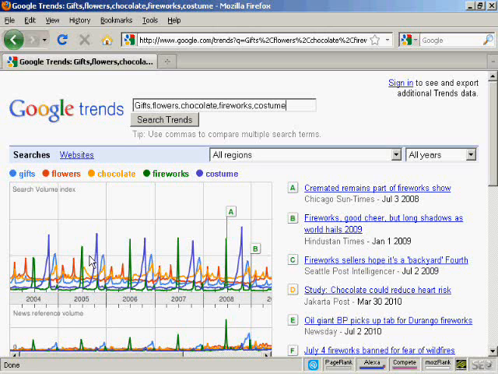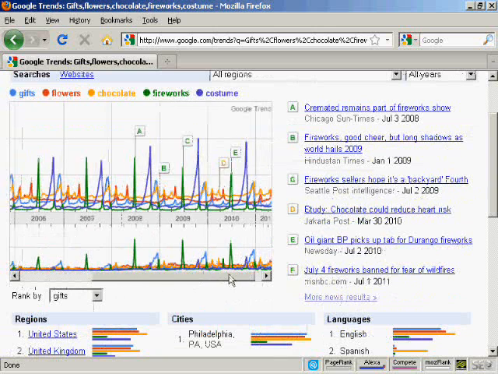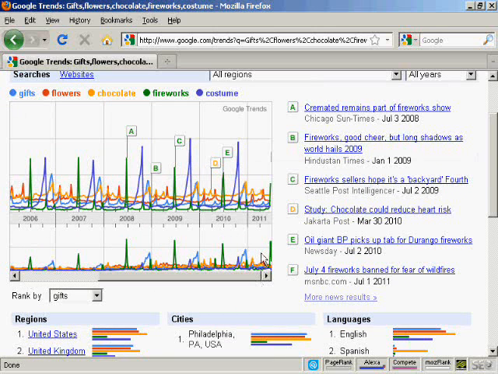And you can find that flowers sort of peaks around Valentine's Day. Fireworks tends to peak in the middle of the summer, mainly because the 4th of July in America gets a lot of searches and lots of airplay, lots of news. Costumes again tends to peak around Halloween, because countries like America, Ireland, Britain, Germany have Halloween parties and people dress up in fancy costumes and so on.